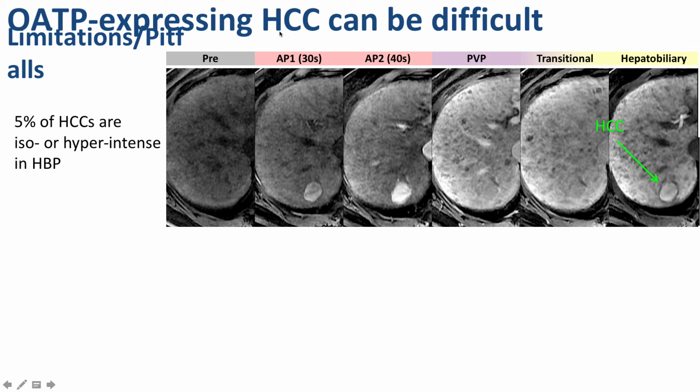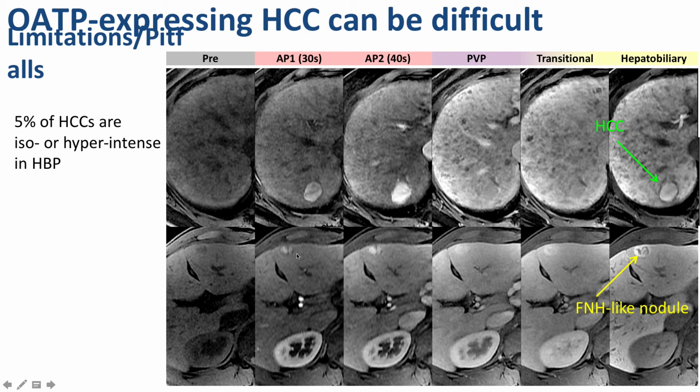Some HCCs don't read the textbooks and express OATP. HCCs that do take up OATP will look bright in the hepatobiliary phase. So remember, until now, every HCC I've shown you has been dark in the hepatobiliary phase. So that introduces a conundrum, because benign lesions like focal nodular hyperplasias can also look bright in the hepatobiliary phase. So how do you tell the difference between a benign FNH and a malignant HCC?